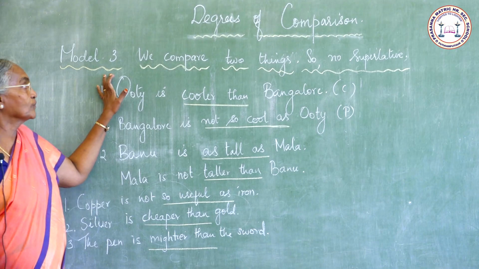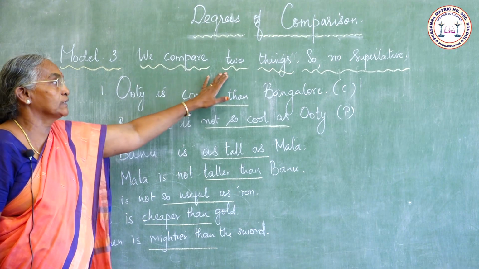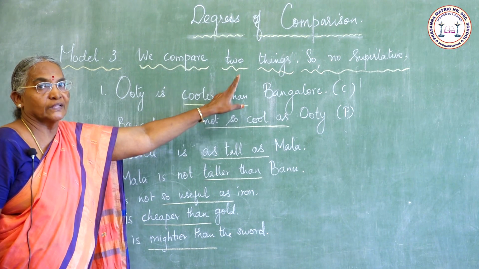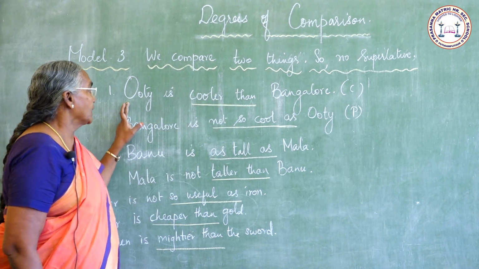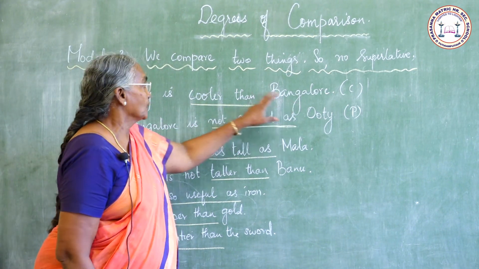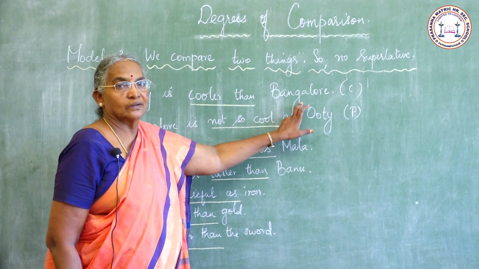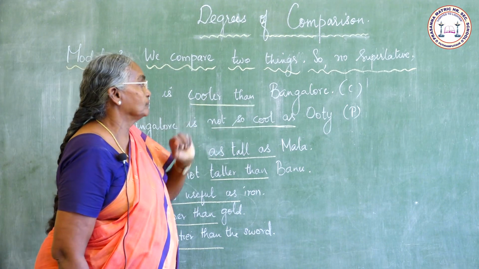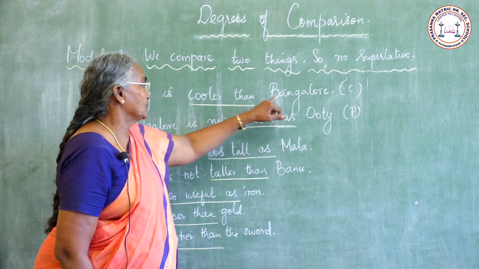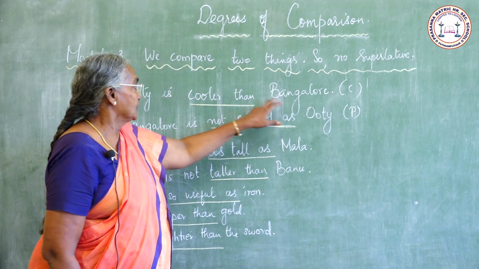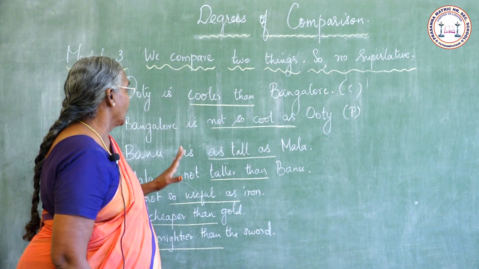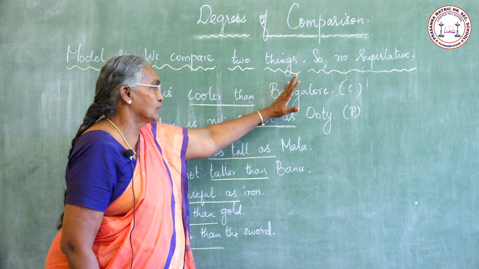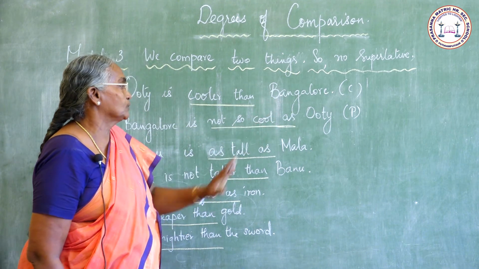Model 3. Here we compare two things, so there is no superlative. Ooty is cooler than Bangalore. Ooty and Bangalore are compared. Ooty is cooler than Bangalore. It is comparative. Since "than" comes, we call it comparative. Bringing this here: Bangalore is not so cool as Ooty. Ooty is cooler than Bangalore. Bangalore is not so cool as Ooty.